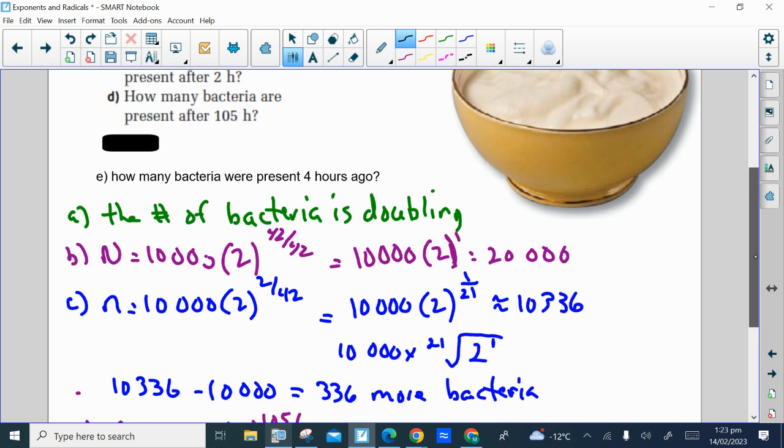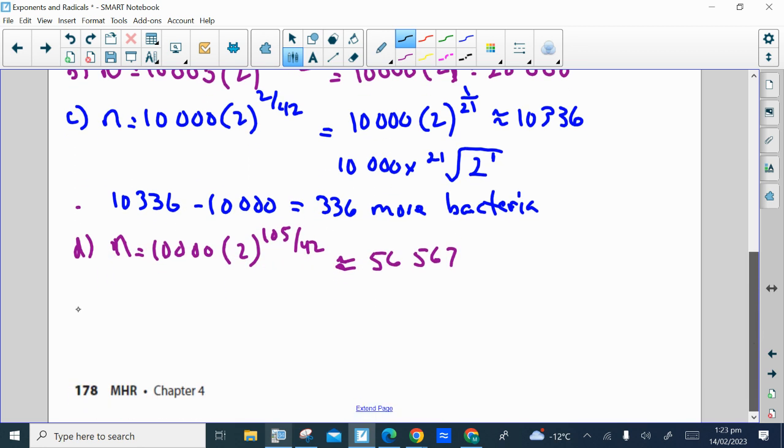And then part E says, how many bacteria were present 4 hours ago? So in this case, because we're going back in time, H will be negative, negative 4 over 42. We want to know how many bacteria were present 4 hours ago, so we're going backwards in time. That means there's going to be less than 10,000 because we're going backwards in time.